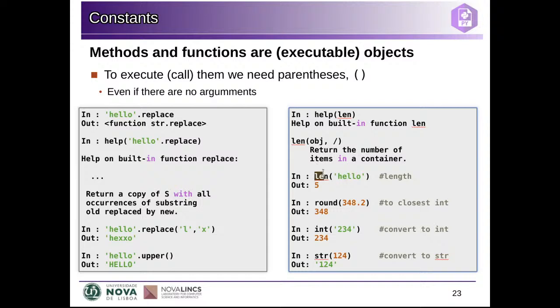For example, the len function gives you the length of any array. So the length of this string is 5. It has 5 characters. Round gives you the integer closest to the number that you give. Int converts something into an integer. For example, this is the string 234, but I'm converting it into the number 234. And str does the reverse, so it converts something into a string. So these are examples of how you execute a function. You give the name of the function, parentheses, and then any arguments if necessary. If not, then just the parentheses like the upper example here.